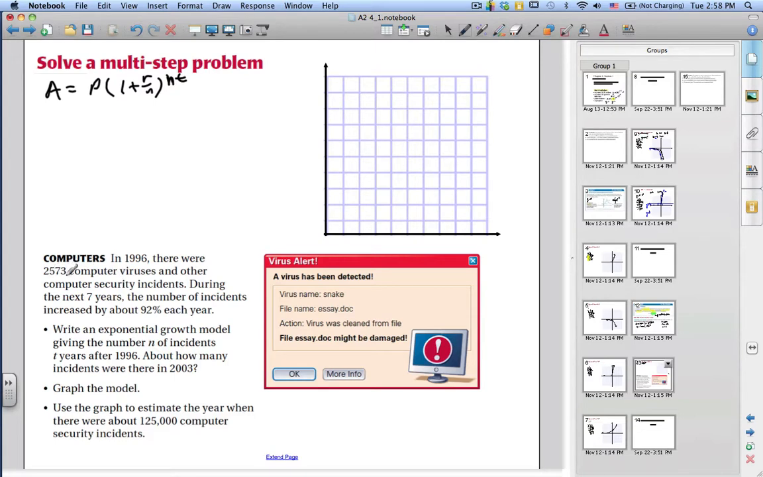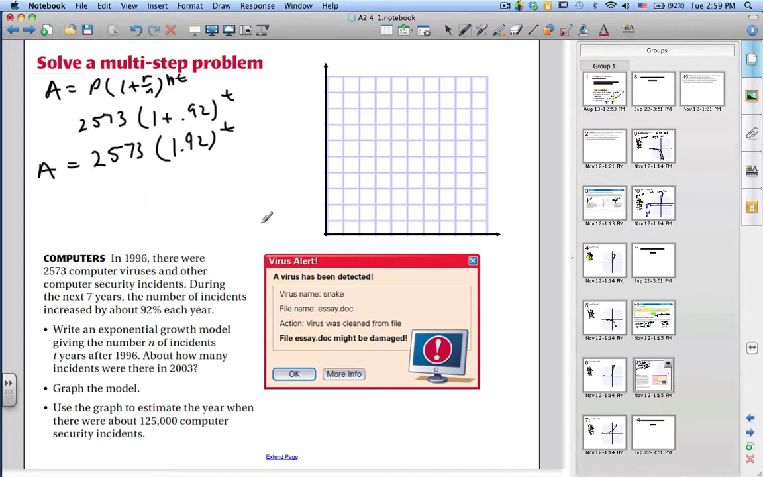So my starting position, that's the principal, 2573, where we start at the beginning. 1 plus. My rate is 92%. That's 0.92 divided by the number of times per year we calculate, but it says it's each year, so it's once a year. So that'll become 0.92 to the t power. So if I simplify this, 2573 times 1.92 to the t power.